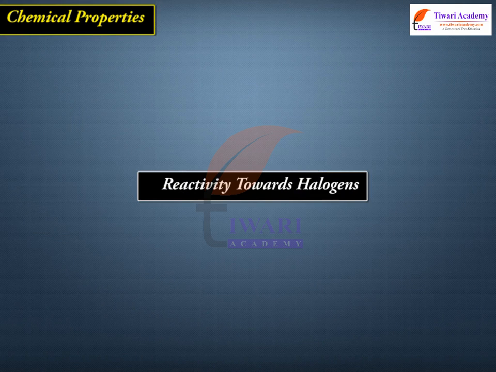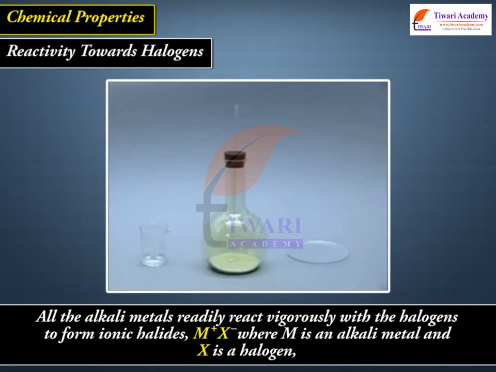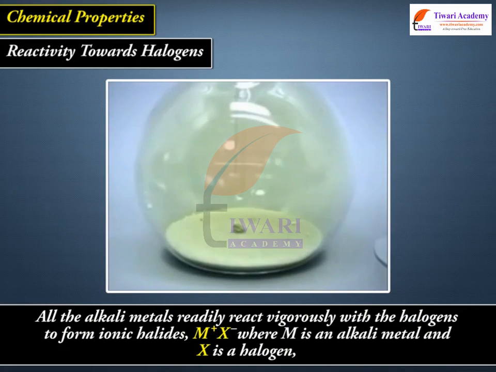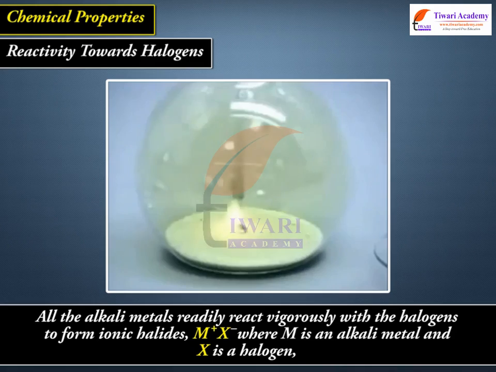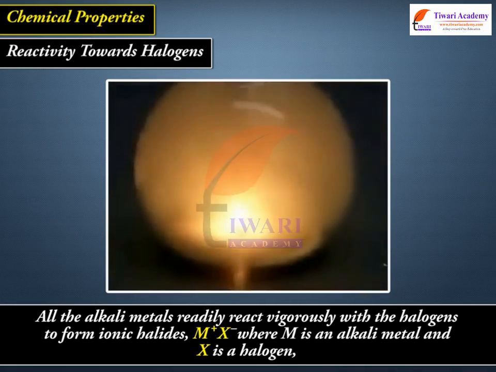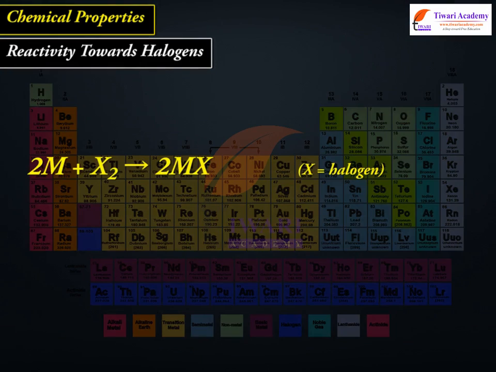Reactivity towards halogens. All the alkali metals readily react vigorously with the halogens to form ionic halides M+ X−, where M is an alkali metal and X is a halogen. For example, 2M + X2 give 2MX, X is equal to halogen. 2Na + Cl2 give 2NaCl.